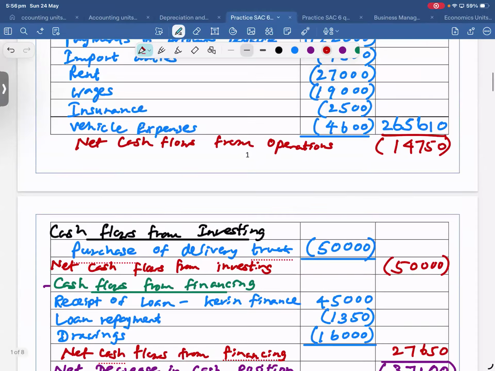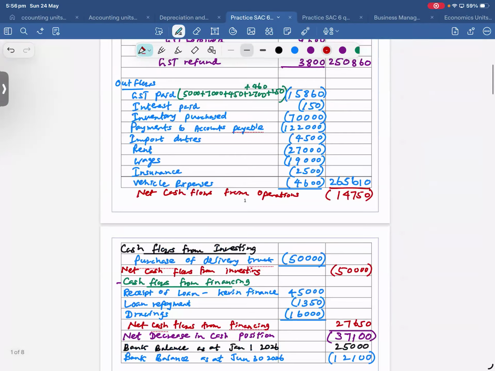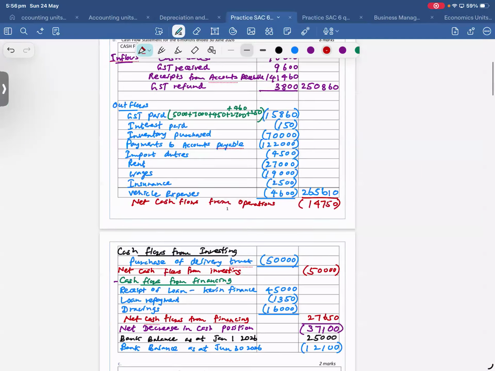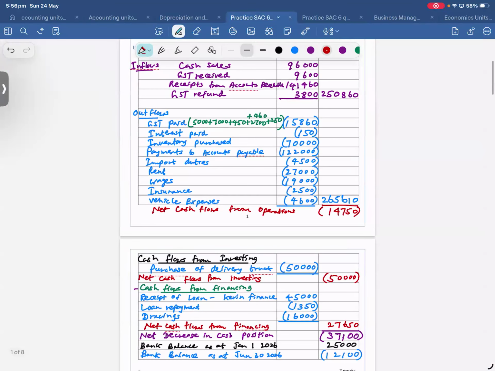Our cash flow statement. There's more than one. There's more than three? More than three for this one. More than two? Yes, it's only more than two, yes.